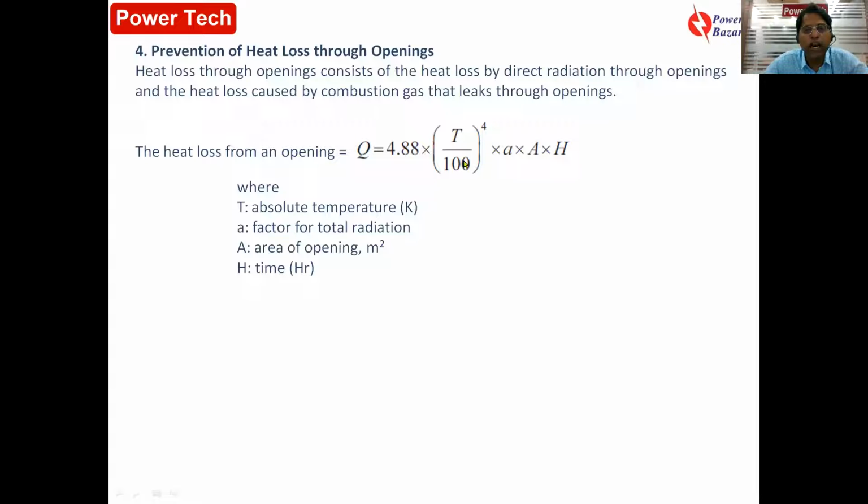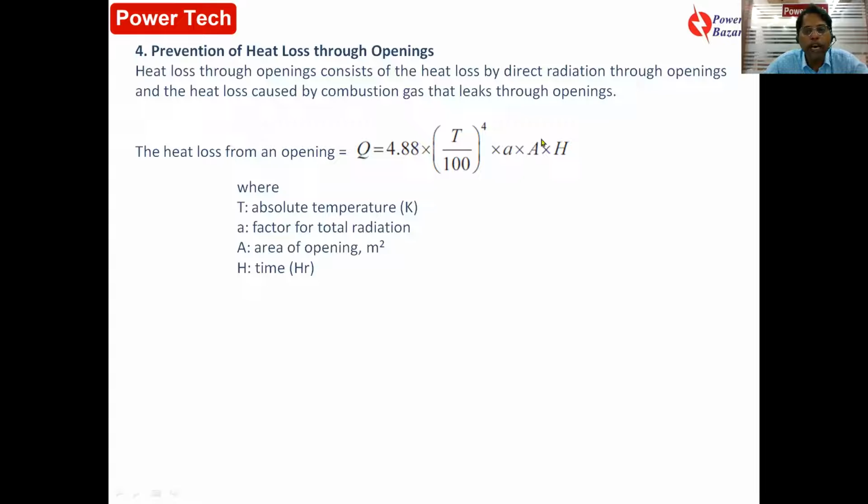4.88 T by 100 into 4 into A into H. Small a denotes the factor for total radiation. This A denotes the area of opening, that is the length and height. So this H is the number of hours. So this is the heat loss.